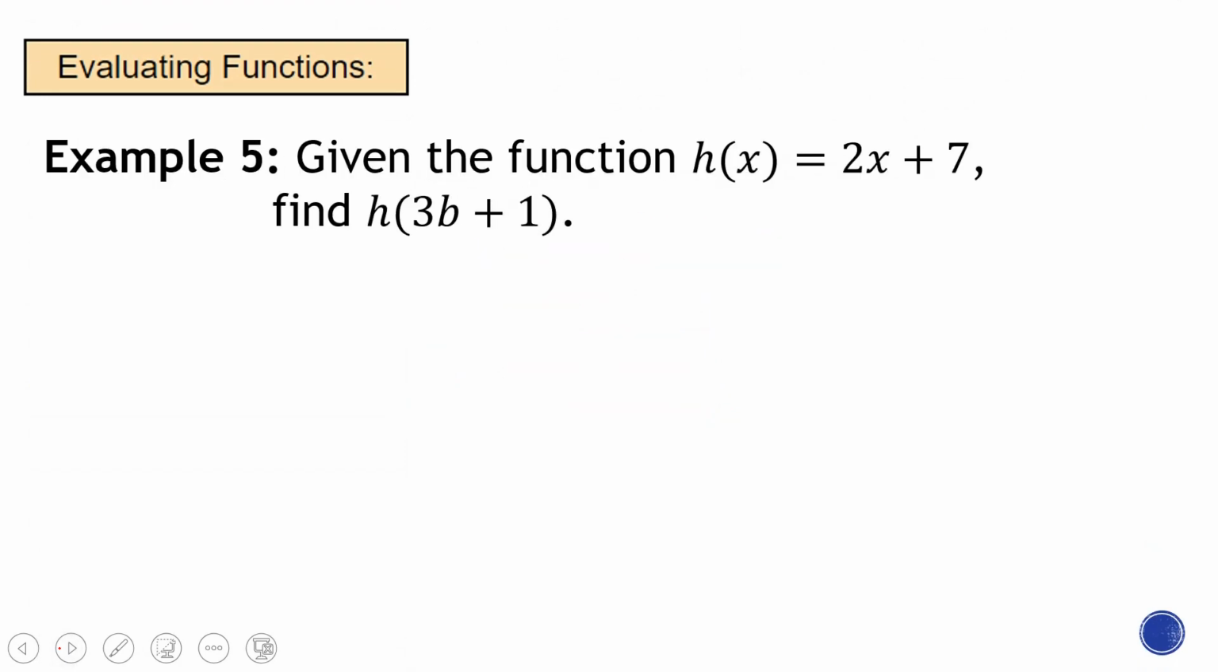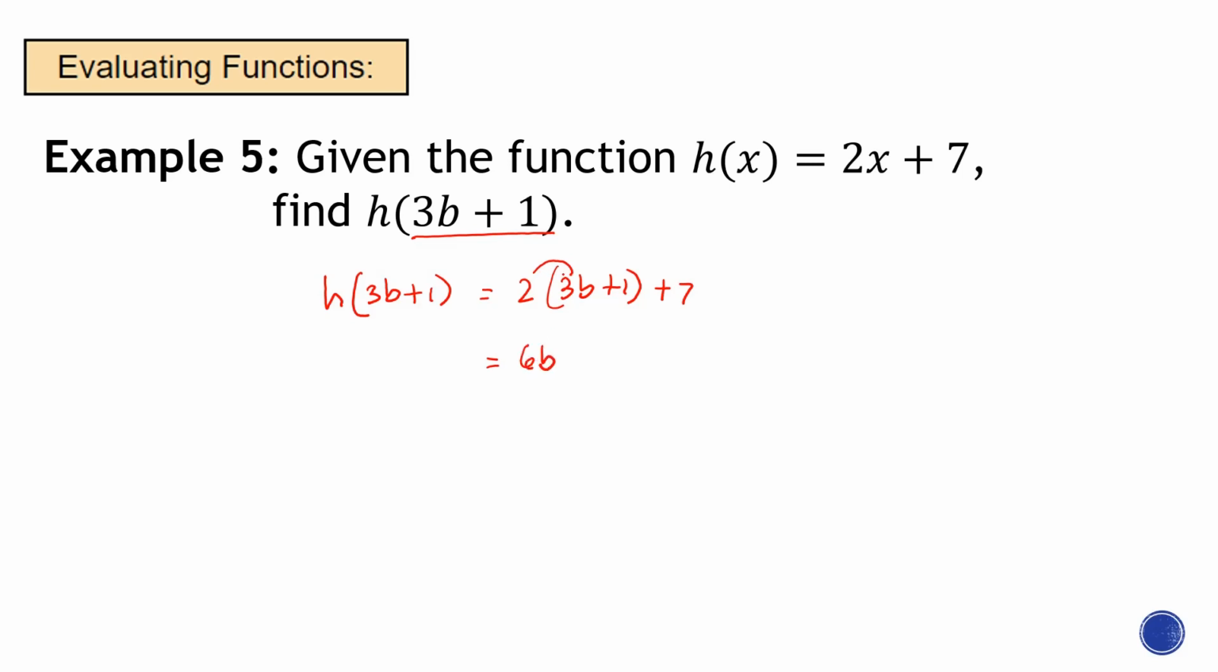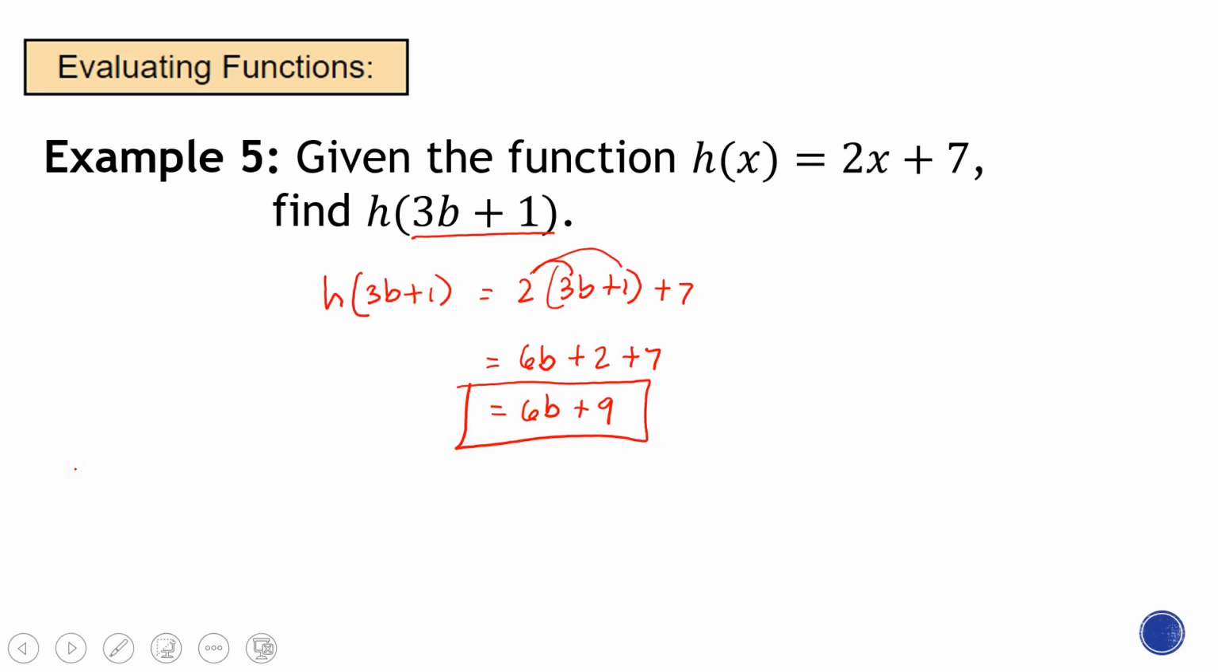Okay, so here our input value is not a term, it's not a number, it's an expression, 3b plus 1. So what we will be doing is the same thing. Since our input value is 3b plus 1, we will replace the x by 3b plus 1. And then just solve this. 2 times 3b is equal to 6b. 2 times 1 is positive 2. Positive 2 plus 7. This is equal to 6b plus 9. Okay, next.